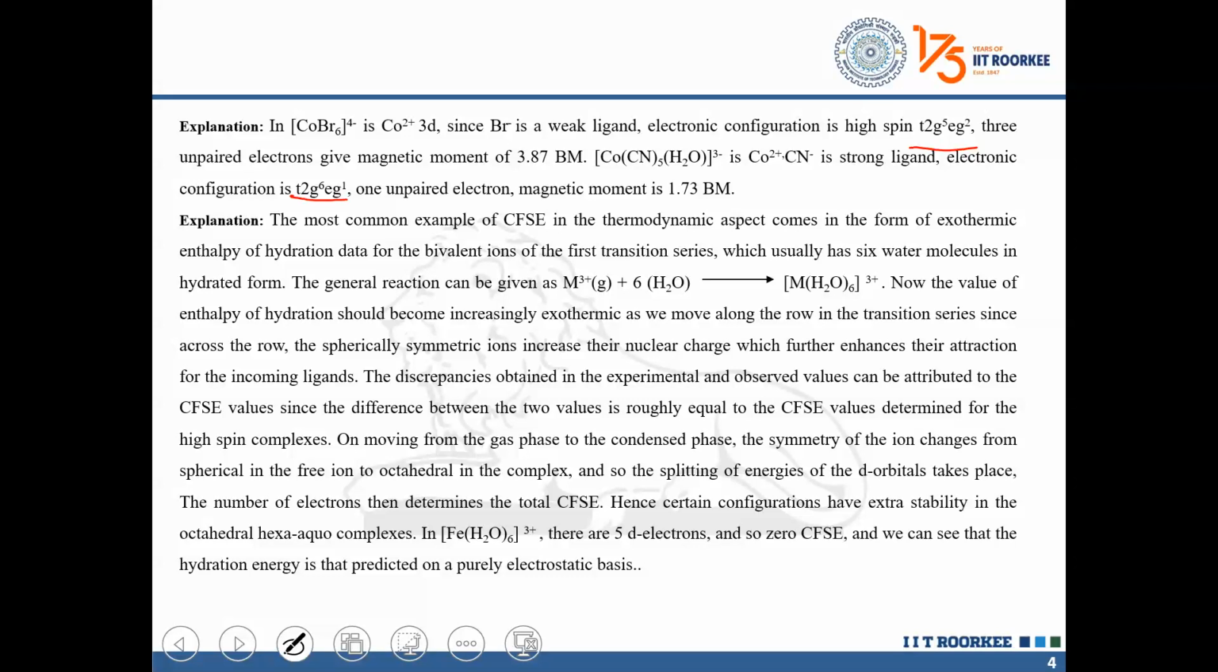The most common example of crystal field stabilization energy in the thermodynamic aspects comes in the form of exothermic enthalpy of hydration data for the bivalent ions of the first transition series. Okay, which usually have six water molecules in the hydrated form. So the general reaction is this, right? Now the value of enthalpy of hydration should become increasingly exothermic as we move along the row in the transition series, right?